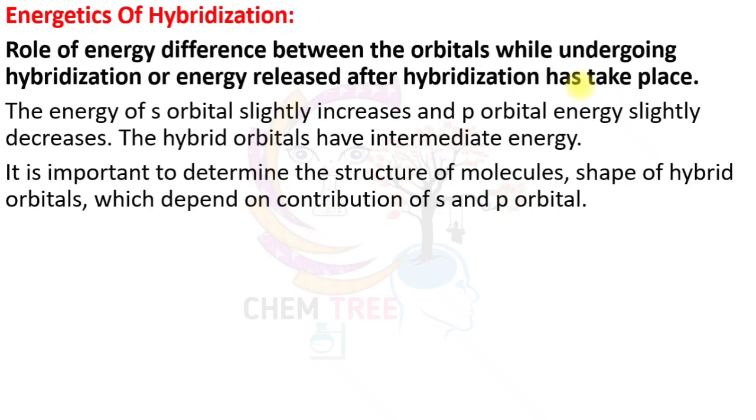In the hybridization process, the s orbital energy will slightly increase and the p orbital energy will slightly decrease, but hybrid orbitals have intermediate energy. This determines the shape or structure of the molecules, especially based on the contribution of s and p orbitals. Let's explain this with one example.